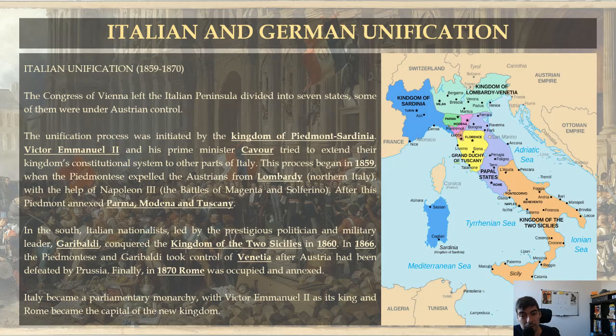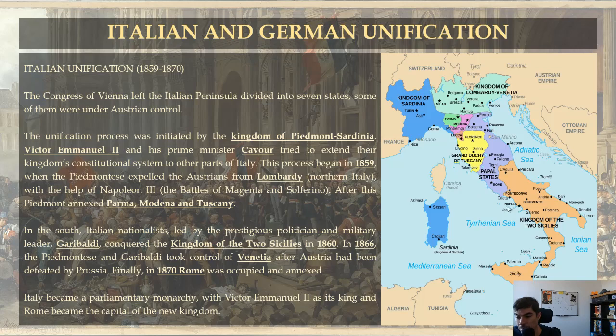First, we are going to talk about the Italian unification. It started in 1859 and ended in 1870. First, as we know, the Congress of Vienna left the Italian peninsula divided into 7 states. Some of them were under Austrian control. For example, the Kingdom of Lombardy-Venetia was under Austrian control, as well as the duchies of Parma, Modena and Tuscany. The Papal States were controlled by the Pope.